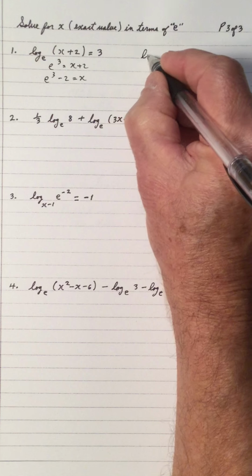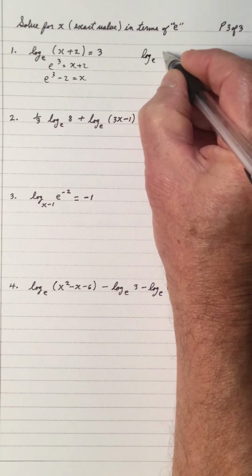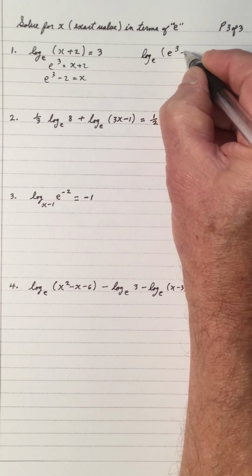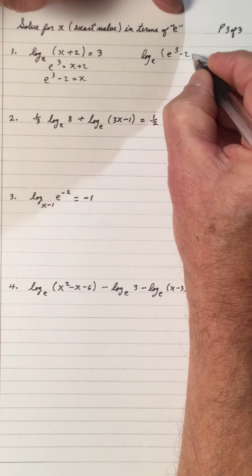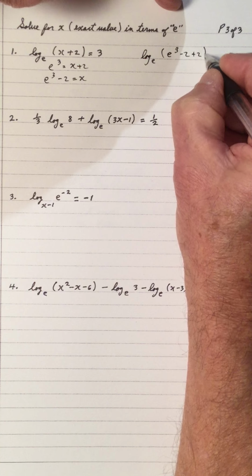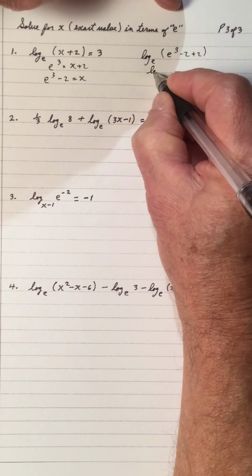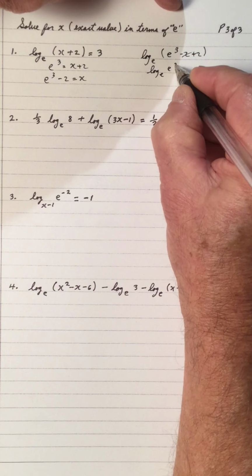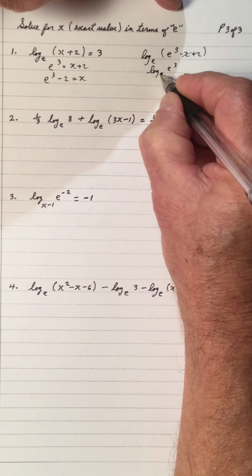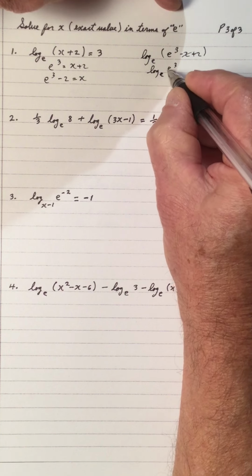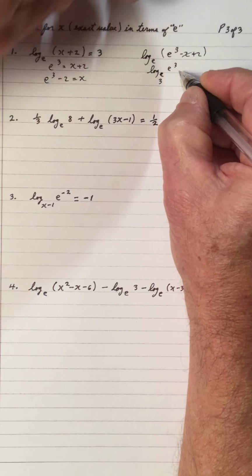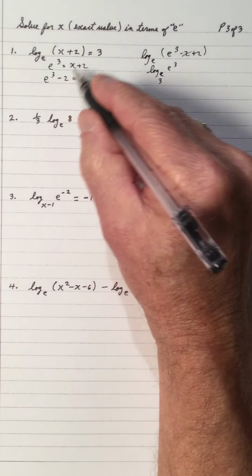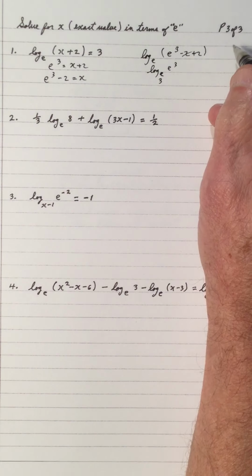And just to check that one for a second. If we put e cubed minus 2 plus 2, that's plus 2 minus 2 is 0, so that gives me e cubed. And we know there's a rule, if these two bases are the same, then we get the 3. So that's just subbing it back in to see if everything's okay.